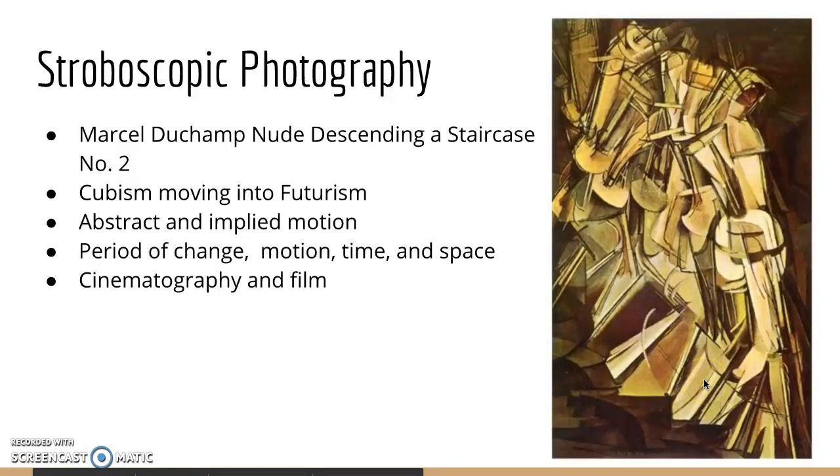Abstract shapes and figures, here we see, have implied motions. The figure is moving diagonally down the staircase, and we see a lot of these geometric and cubist shapes. He says his goal was to create a static representation of movement.